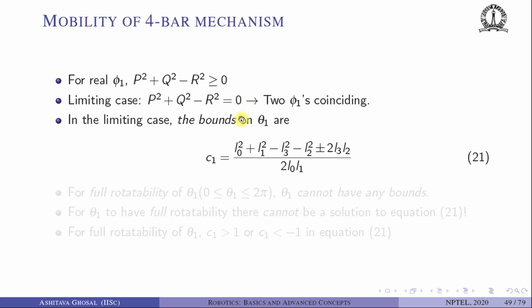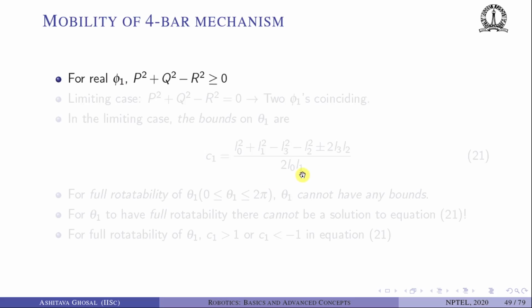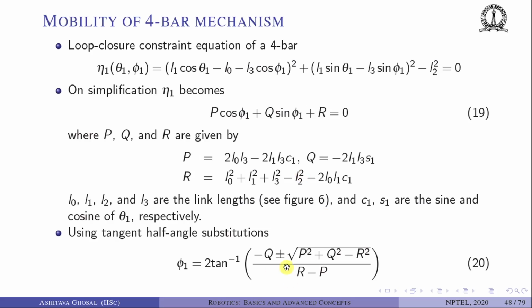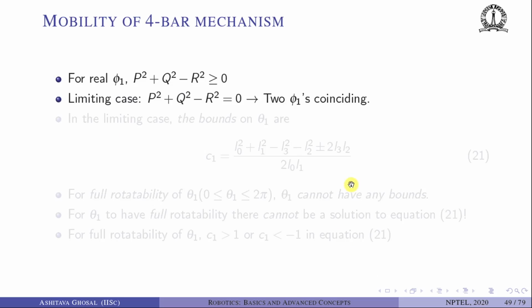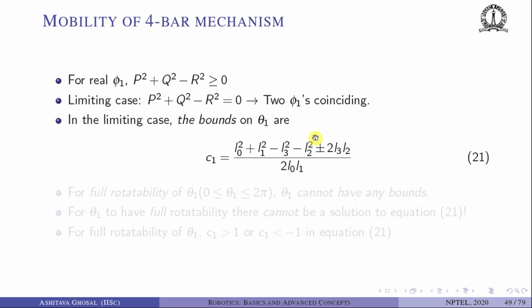Okay, in the limiting case, the bounds on theta 1 are given by cosine theta 1 equal to (L0 squared plus L1 squared minus L3 squared minus L2 squared plus or minus 2 L2 L3) divided by 2 L0 L1. Where did I get this from? We can see here that P, Q, R are functions of sine and cosine of theta. So when the term under the square root is equal to 0, we can go back and find out what cosine theta is in that limiting case. This is the expression we get.